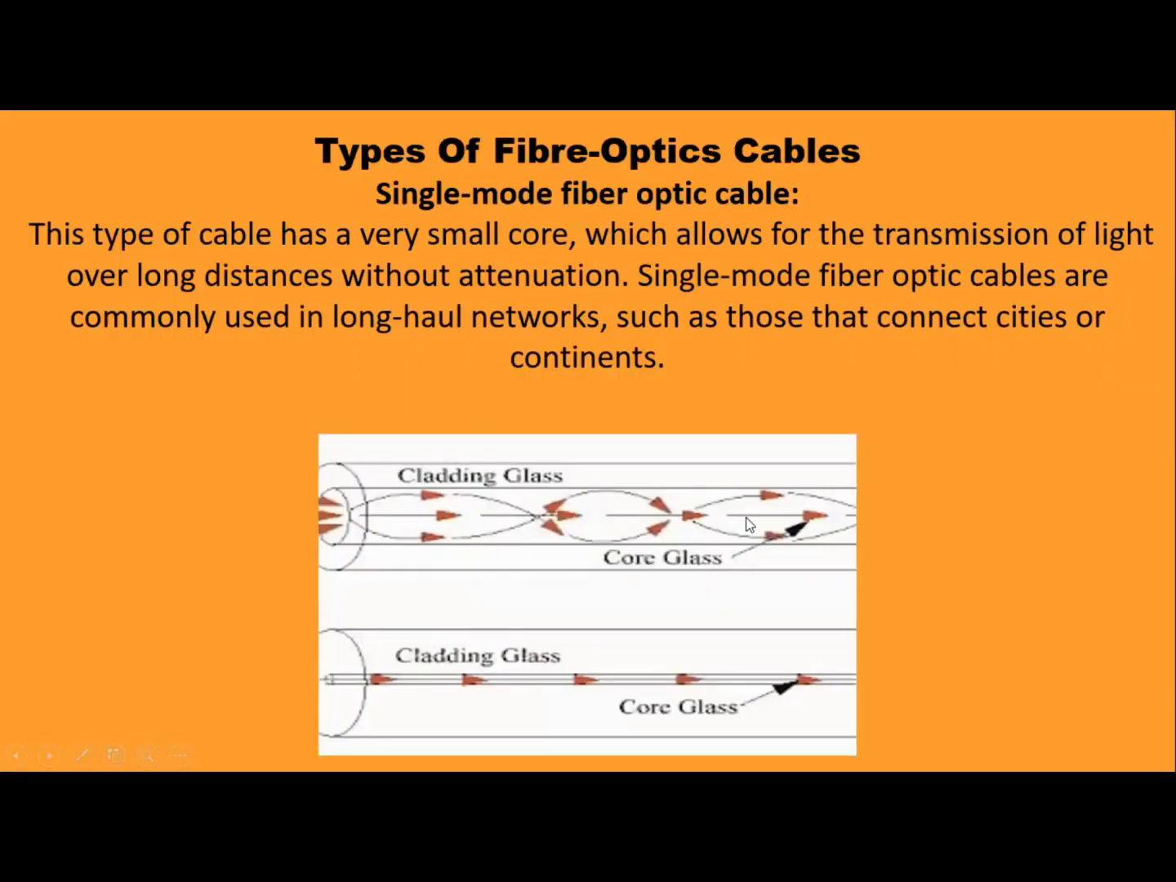All right, types of fiber optics cables. We have different types of fiber optics cables. The first one on our list is the single mode fiber optics cable. This type of cable has a very small core, which allows for the transmission of light over long distances without attenuation. Single mode fiber optics cables are commonly used in long-haul networks, such as those that connect cities and continents. So when we are looking at connecting long networks, we use a single mode fiber optics cable.